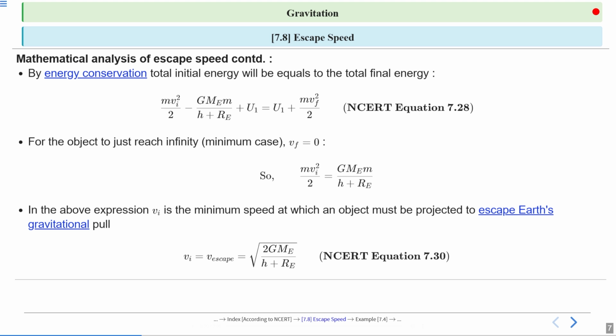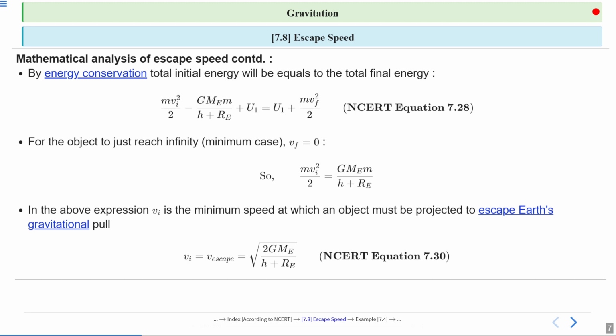In this final step, we identify Vi as the minimum speed required for an object to escape Earth's gravitational pull, now known as the escape speed.